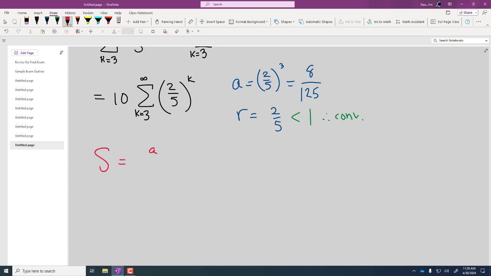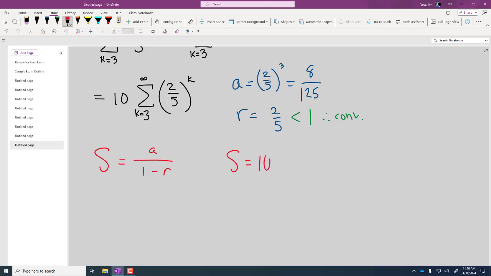S is equal to A over 1 minus R. Even if the series doesn't converge, you can plug this in and get a number, but it only makes sense if this converges. If that diverges, then you're done. You don't find S for a divergent series. There is no S. So our S here is going to be 10.